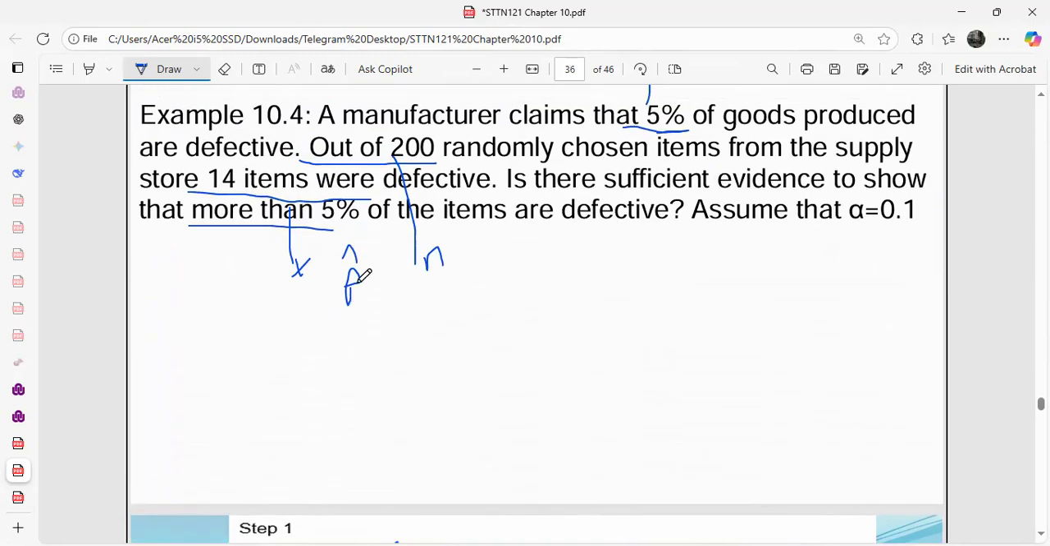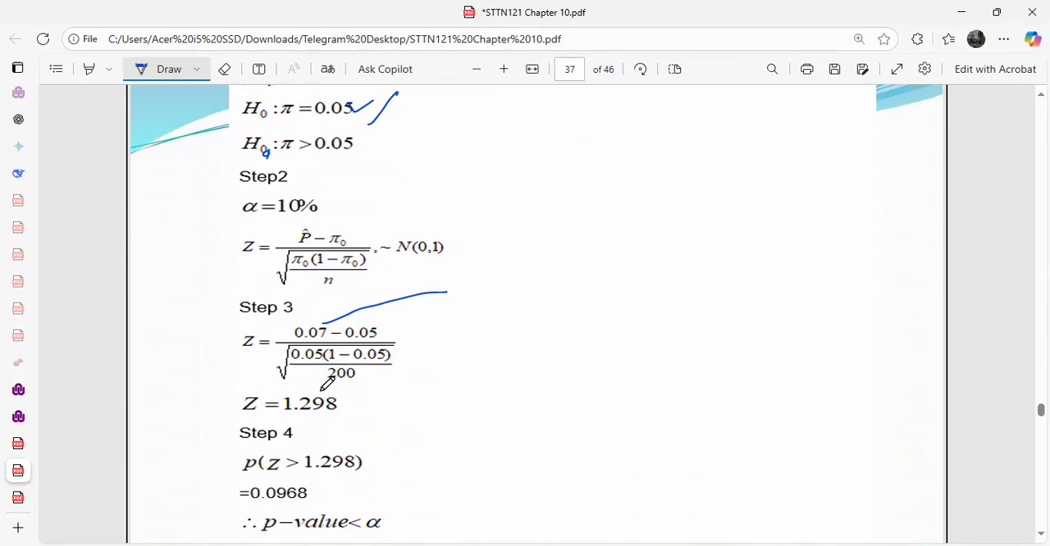From the P cap, remember, it's 14 divided by 200, which gives you 0,07. It comes from that, because x is 14 and n is 200. Then you substitute, and you get the Z value.